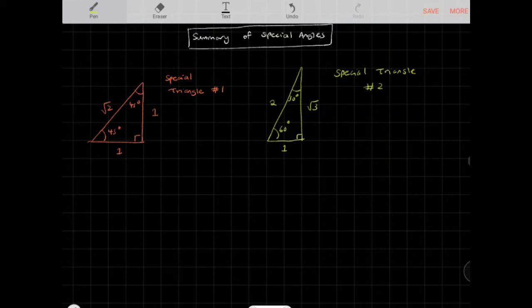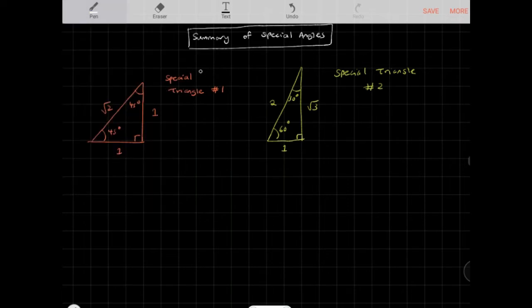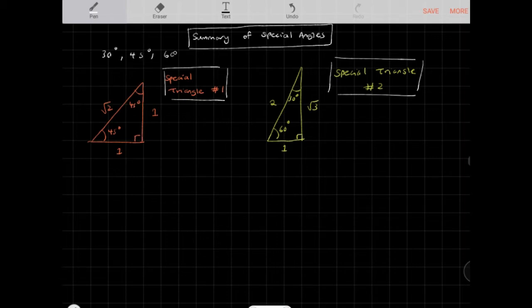To summarize the exact values of our ratios regarding our primary trig functions of our special angles, we looked at 2 special triangles here, right? This was special triangle 1, and this was special triangle 2. This helped us to determine the special angles 30 degrees, 45 degrees, and 60 degrees.